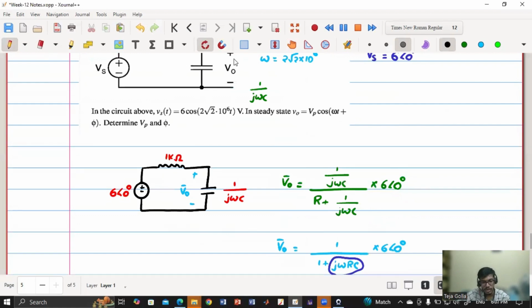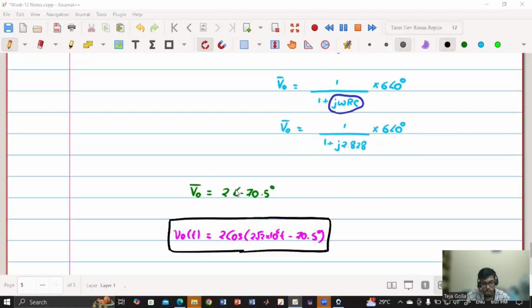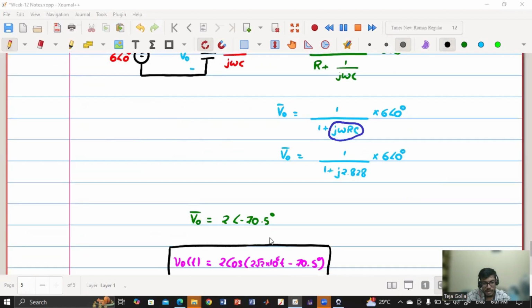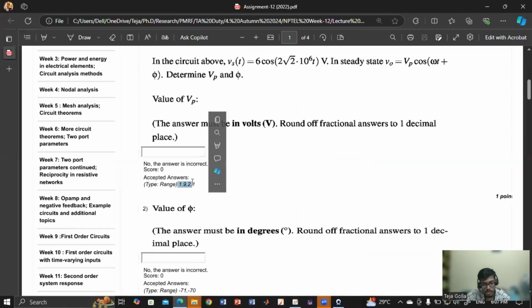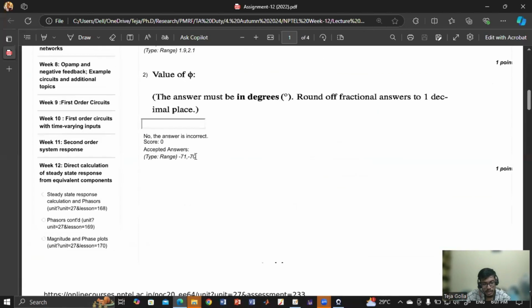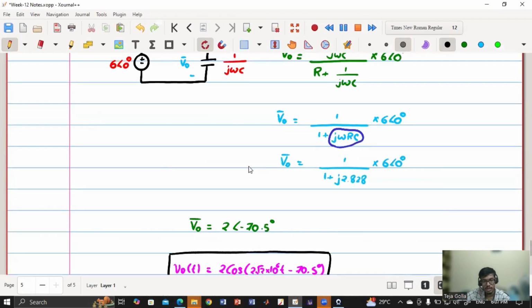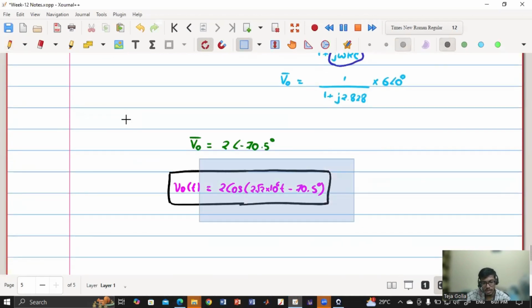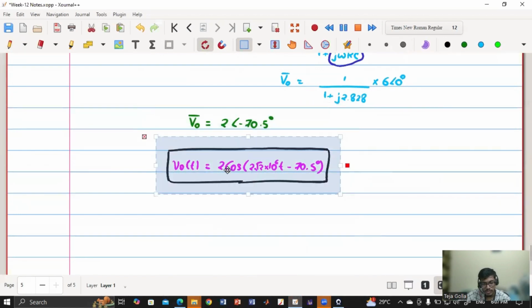We have just done everything in terms of phasors, and it is pretty much straightforward. Now, if you see, VP is 2 and phi is minus 70.5. Let us go back and check. VP is 2, in the range of 1.9 to 2.1, and phi is minus 70.5, so it is also correct. Is this question clear, or do you have any doubts? Clear. So now let us solve another question.